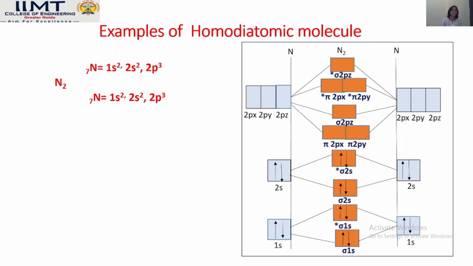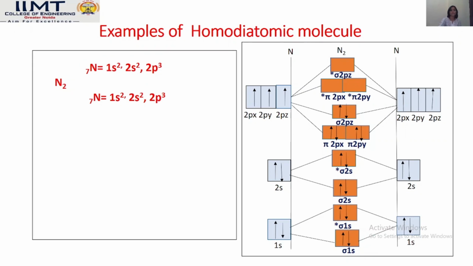Nitrogen contains 3 electrons in the p orbital, in 2px, 2py, 2pz. In the same manner, the electrons are filled in the other atom of nitrogen. Now the electrons are going to be filled in pi 2px and pi 2py. The energy levels of pi 2px and pi 2py are the same, so the first electrons are singly occupied. Now pairing is going to start. Now electrons are going to be filled in sigma 2pz. All the electrons are filled in molecular orbitals.